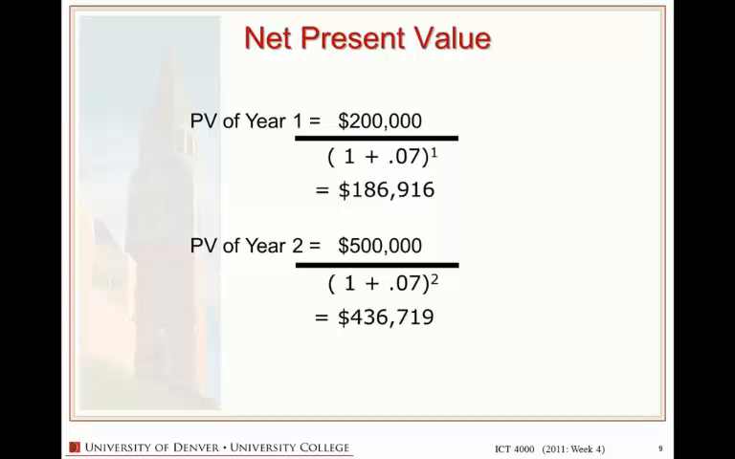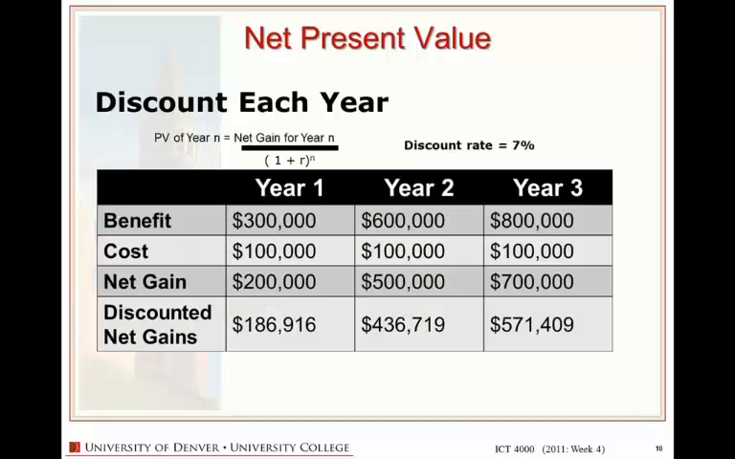Present value in year 2, you take the $500,000 net gain. Now you're in year 2, so you take 1 plus the discount rate, raised to the second power, and you should get the discounted value of $436,719. So that $500,000 is actually worth $436,719 in today's terms. And you do that all the way across. In this table, you come up with the discounted net gains for each of the 3 years.